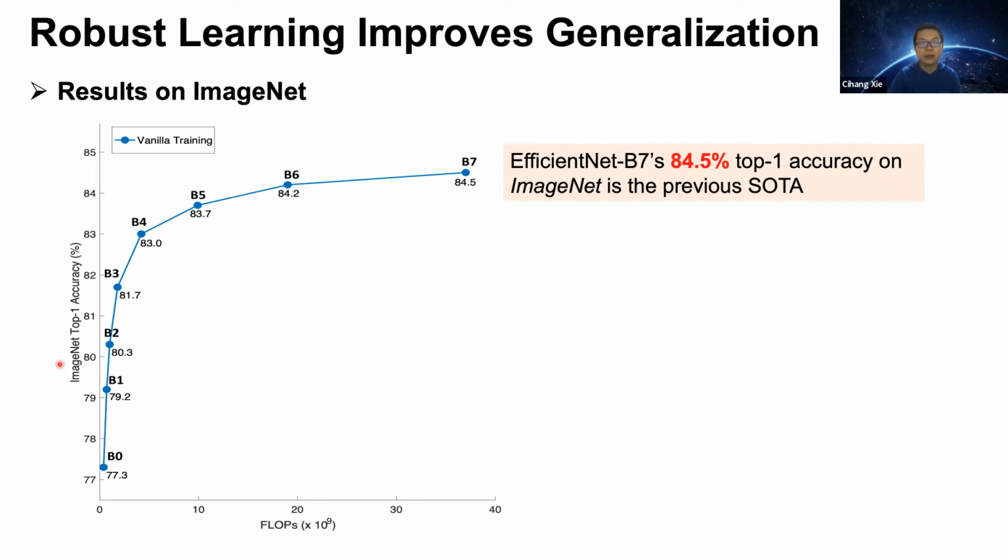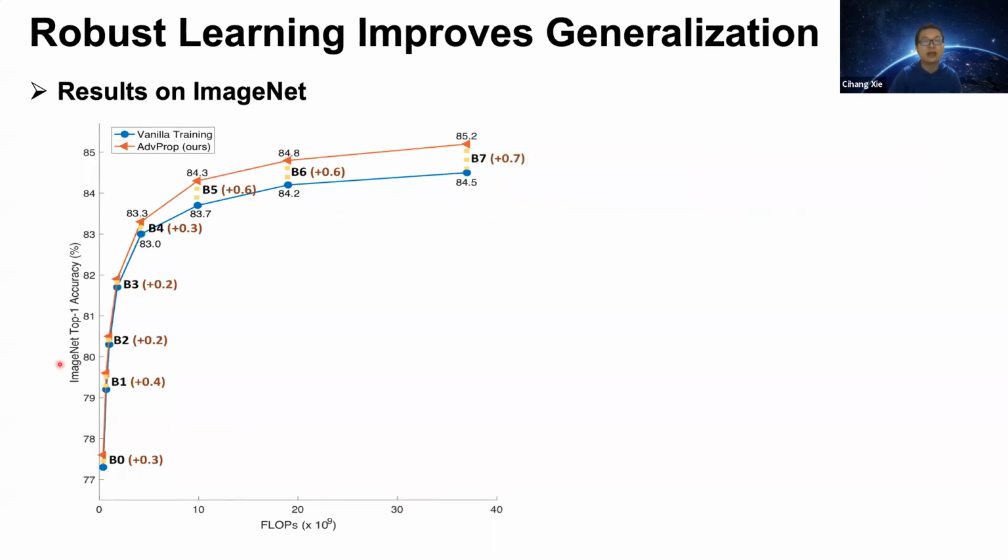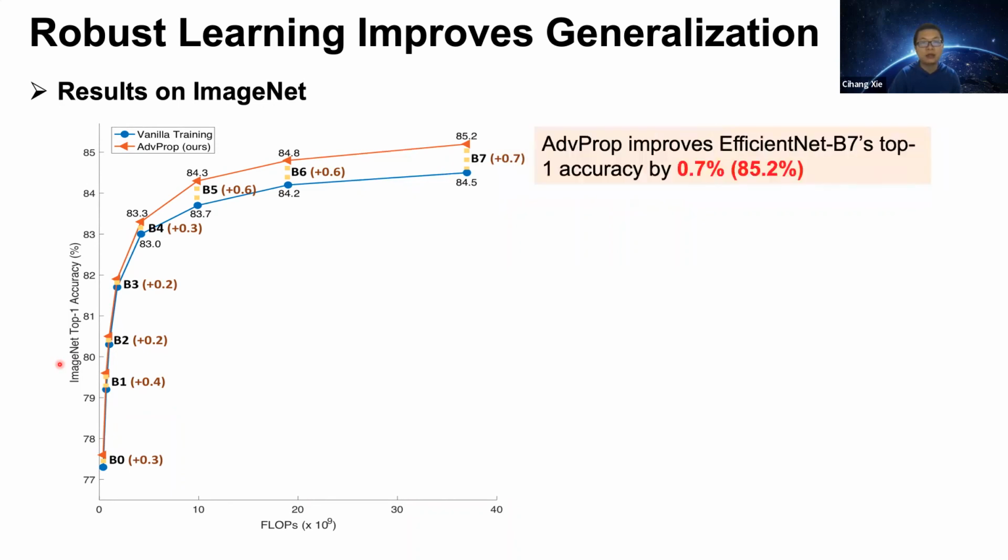And by building upon this very strong EfficientNet family, we get our AdvProp, which is shown in this red curve. You can see for all models, it can lead to some very strong improvements. And even for this previous state-of-the-art model, the 84.5 result, we can further improve it by 0.3%, leading to a result of 85.2 top-1 accuracy.